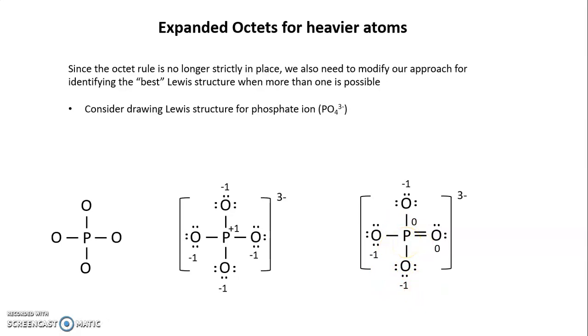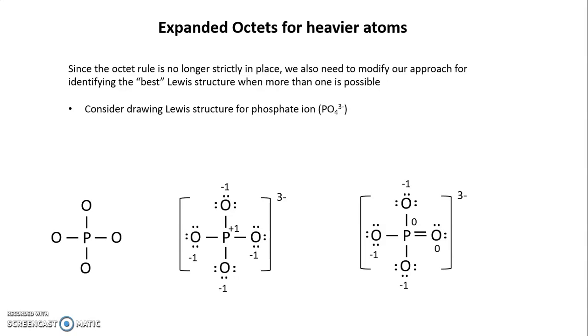You should take a minute and think about why that's worse than the structure that's shown on the screen. Why do we want the minus 1s to be on the oxygen and not on the phosphorus? If you remember from the last video, when you have multiple choices for where you could put a negative charge, you always want it to be on the most electronegative atom. And in this structure, oxygen is the most electronegative atom, so that's where we want our negative charges.